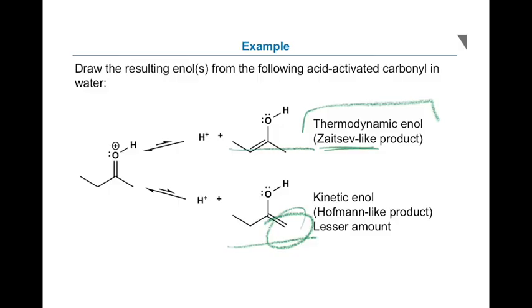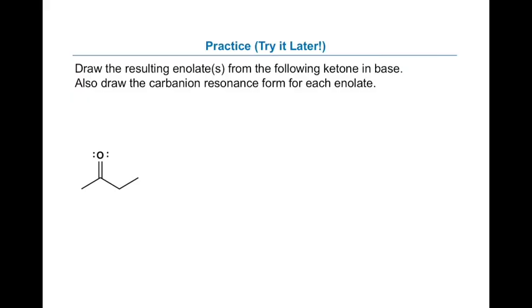More accessible, it's not baked into the ring. What else? How many protons on that center compared to the other one? 3 to 2, right? I've got 3 protons I could deprotonate to give me the kinetic one, 2 protons to give you the other one. So it's probability and accessibility. So that's where we've got these 2.